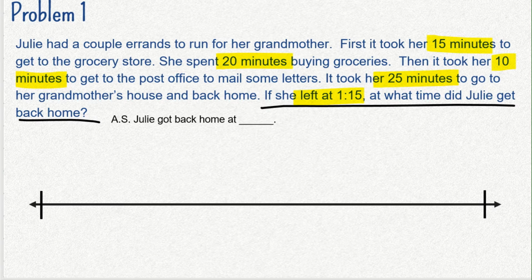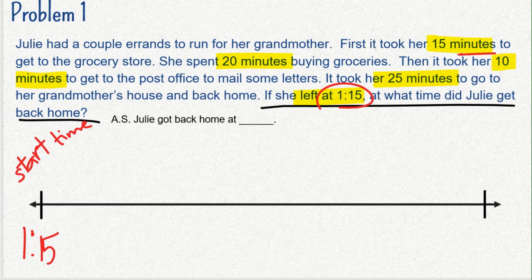So I'm going to go ahead and take my marker, and I'm going to mark my time right here at 1:15. That is when she started her errands. This is her start time. All right. Now, I see that I've got minutes, minutes, minutes, and minutes. Because all of my information is in minutes, I'm simply going to take all of the minutes and add them up. So I've got 15 minutes plus 20 minutes plus 10 minutes plus 25 minutes. I'm simply going to add those up.